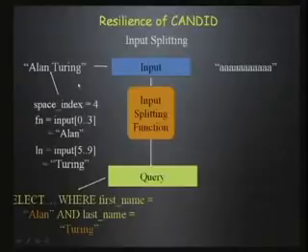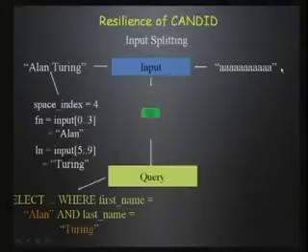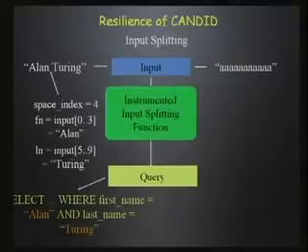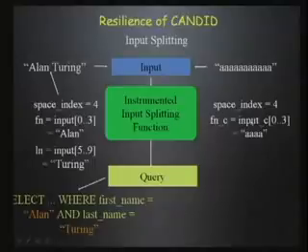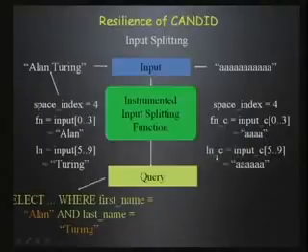So let's see what the candidate transformation does. It starts with a candidate input of all A's, because it doesn't know the logic of the application. It just initializes the input with a string of all A's of equal length. Now the instrumented input splitting function gets the value of the space index, because we don't transform integers. So fn_c is input_c from 0 to 3, which is a string of all A's, and ln_c, the last name candidate variable, is a string of 6 A's. Right? Corresponding to Alan and corresponding to Turing.